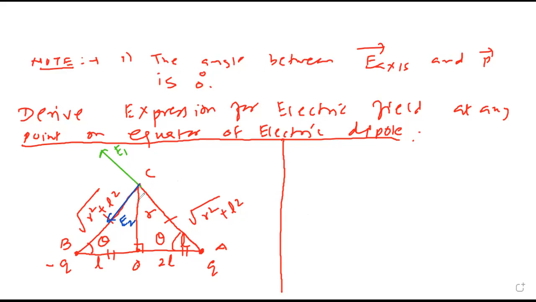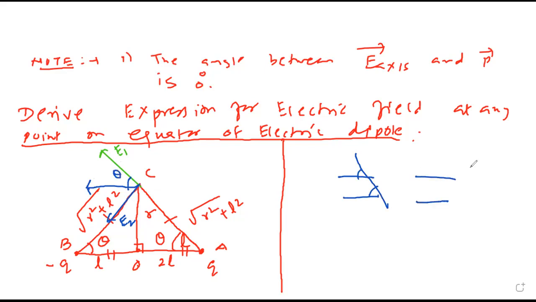Done, these two diagrams are done. E1 outward, E2 inward. Then draw one ray parallel to AB. Can you tell me what this angle is? Theta, okay, because these two lines are parallel and this is the transversal. These are called corresponding angles, theta.